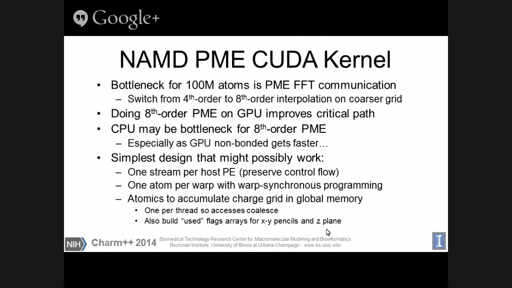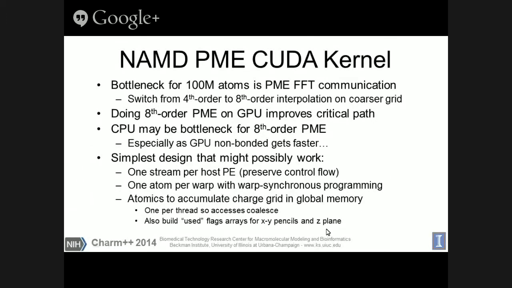on the CPU and only offloading the non-bonded. When we went to the 100 million atom simulations, the PME communication and FFT really became a bottleneck. And the breakthrough for that was realizing we're using this standard fourth order interpolation, so every charge ends up in a 4 by 4 by 4 cube. If we switch that to 8th order interpolation, you get 8 by 8 by 8, which is a factor of 8 more points for each charge, so that work goes up, but you can cut the size of the grid in half, so you have a factor of 8 less data that actually has to go across the network. So that's actually a big improvement on that critical path.